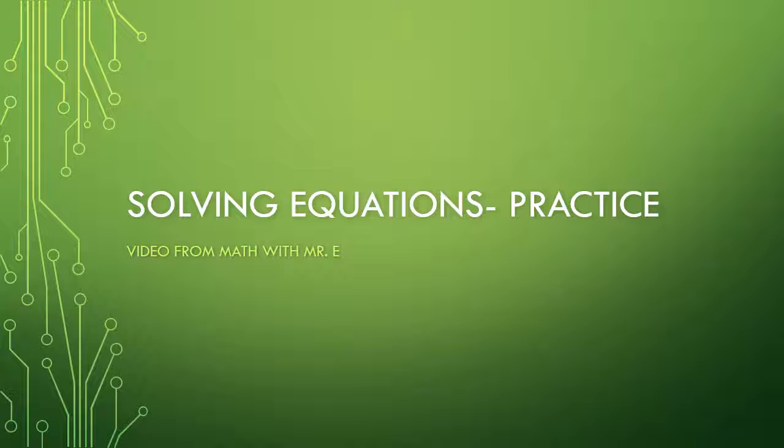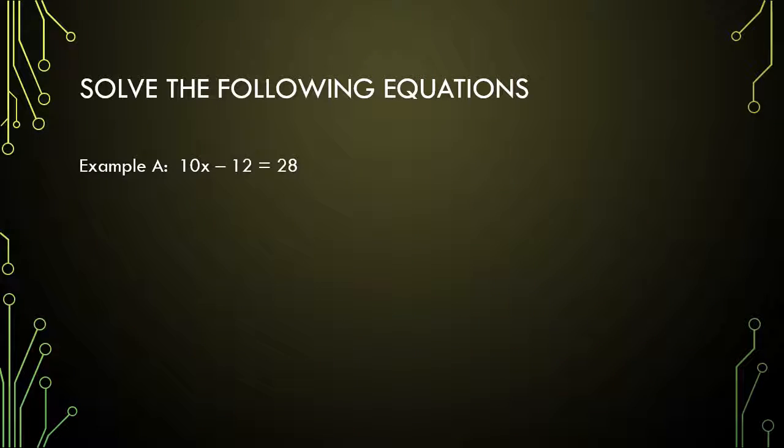Here we're going to get a chance to practice some skills you might not have seen since Algebra 1. Solving our first equation, we're going to take 10x minus 12 equals 28 and get x by itself.